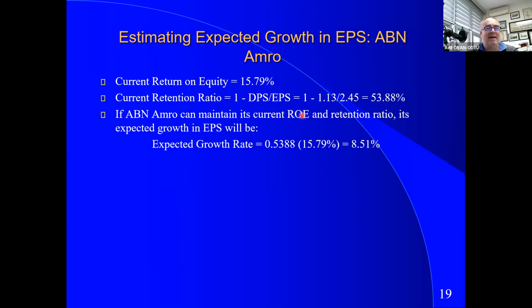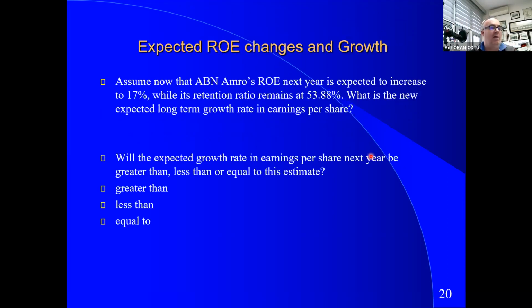If ABN AMRO can maintain its current ROE of 15.79 and its retention ratio of 53.88, then expected growth in EPS, according to the formula we just had, should be B times ROE, or 8.51%. Okay? Again, assuming everything is staying constant out into the future, this is what you would expect to see. Well, what if things change a little bit? Assume now that next year, ROE is expected to go up to 17%. So from 15.79 up to 17%, while the retention ratio continues to remain at the same level. We're still keeping just under 54% of the net income in the company.